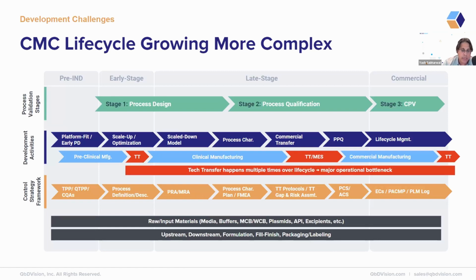And of course, this leads to further challenges with tech transfer as you move from one site or one scale to another. This happens multiple times over the life cycle, and it's a major operational bottleneck. And one of the reasons for that bottleneck is just a lack of a transparent knowledge base that you can use to drive your activities going forward.